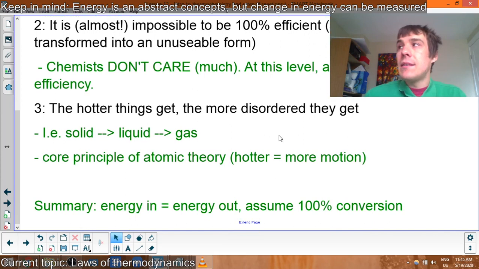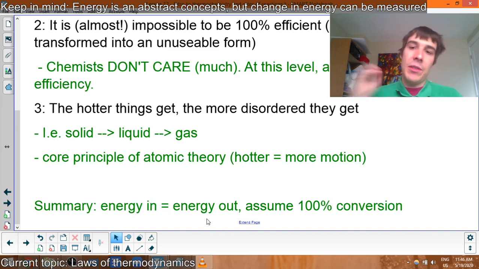Then number 3 is the hotter things get, the more disordered they get. So solid is more ordered than a liquid, is more ordered than a gas. This is a concept called entropy. There's a certain amount of energy that goes into making things more or less disordered. And it's a core principle of atomic theory, right? Hotter is more motion. And the summary here is that energy in has to equal energy out, and we have to assume 100% energy conversion between our thermal and our chemical potential. That's all we care about, thermal and chemical potential. That's all.